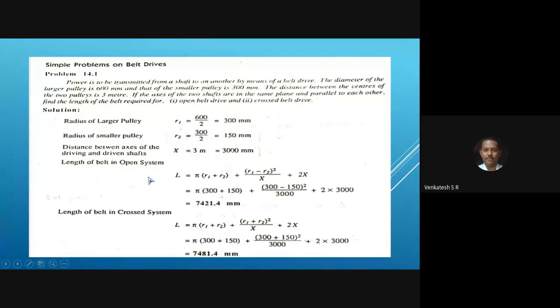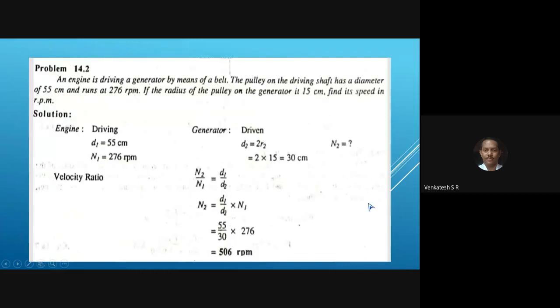So you have to change the diameter into radius, and the distance is in meters. Change that into millimeter. So if you substitute the values here and calculate the length of the belt in open belt drive and cross belt drive, you will get 5 marks. If there is a little change in the values of length of the belt in open belt drive and the cross belt drive, say the cross belt drive is a little bit higher than the open belt drive, if you follow the procedure, you will get full marks. That's the main thing. Next, you write down problem number 2.